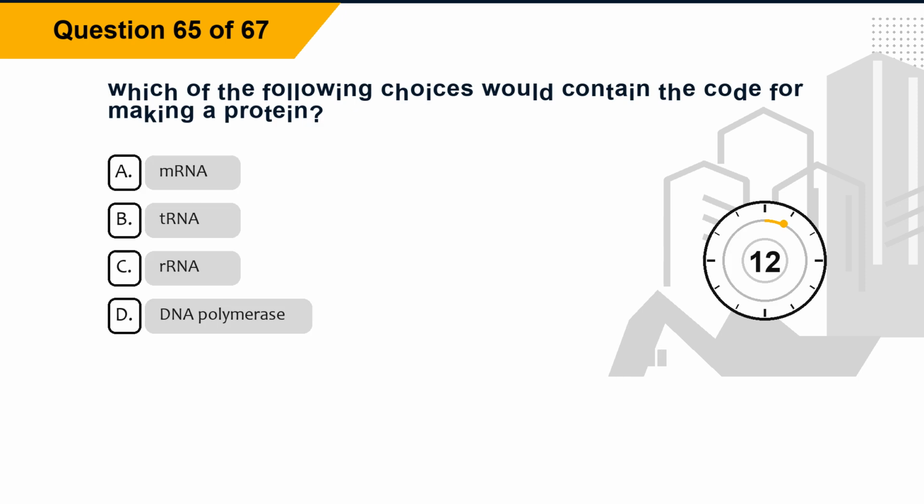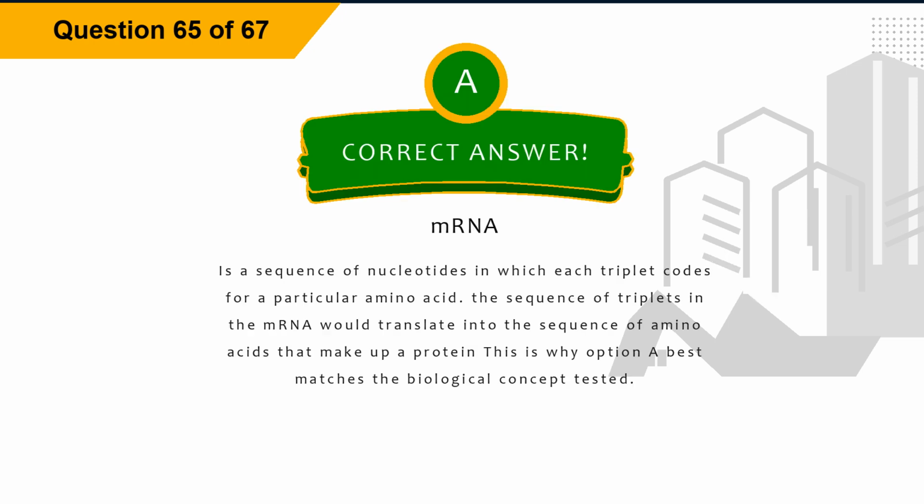Question 65. Which of the following choices would contain the code for making a protein? Option A, mRNA. Option B, tRNA. Option C, rRNA. Option D, DNA polymerase. The correct answer is option A, mRNA. Explanation. mRNA is a sequence of nucleotides in which each triplet codes for a particular amino acid. The sequence of triplets in the mRNA would translate into the sequence of amino acids that make up a protein. This is why option A best matches the biological concept tested.